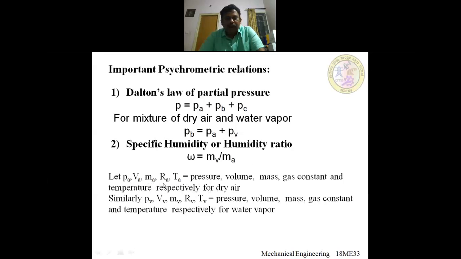P, V, m, R, T represent pressure, volume, mass, characteristic gas constant and temperature. All with suffix A represent pressure, volume, mass, gas constant and temperature for dry air. I have told you suffix A represents dry air. Similarly, pressure, volume, mass, gas constant, temperature with suffix V represent water vapor.